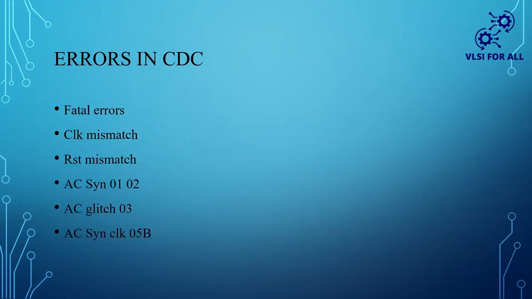So, what are the real-time errors we can see in a CDC? Let me explain. After running all these, if there is any issue or anything wrong, the tool throws some errors. So, what are those errors? Fatal errors, clock mismatch errors, reset mismatch errors, AC sync 0102, AC glitch 03, AC clock info. Sorry, it is a clock. The last one is clock info 0505B.